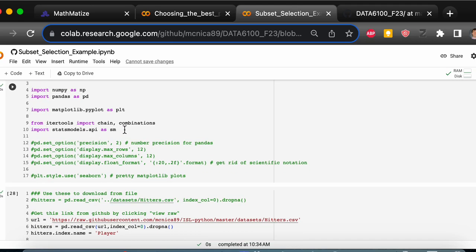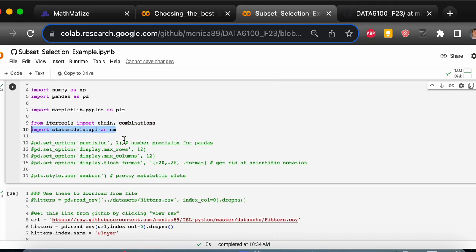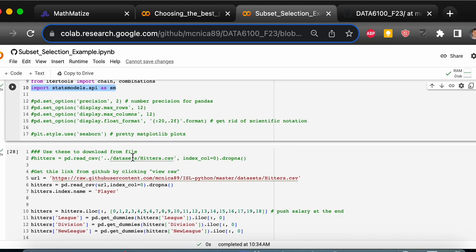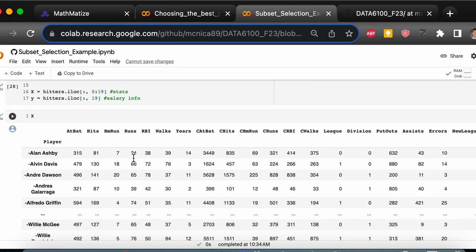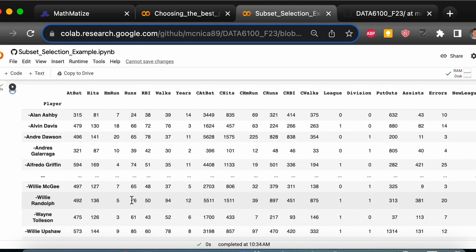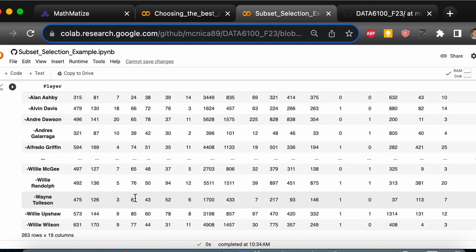Okay, and this is using, instead of sklearn, the statsmodels API. So you can use either one. And this one is the hitters database. These are baseball players. Here's a whole bunch of baseball players, and here's a whole bunch of baseball stats.